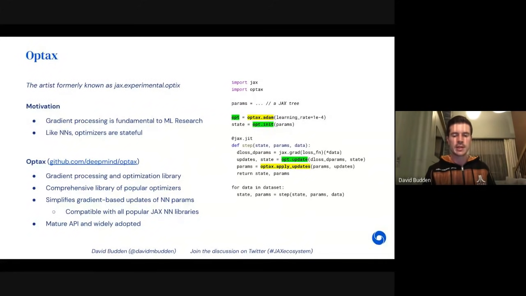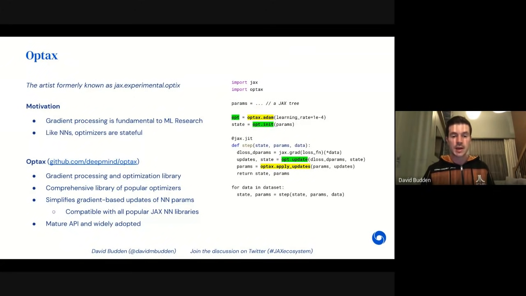And importantly, these are defined as a chain of simple OPDX primitives, so fundamental gradient processing primitives that are common to many of the optimizers and many other things as well. So OPDX provides these simple out-of-the-box implementations, chaining these components together to build optimizers, and gives the user a lot of functionality to do this themselves.